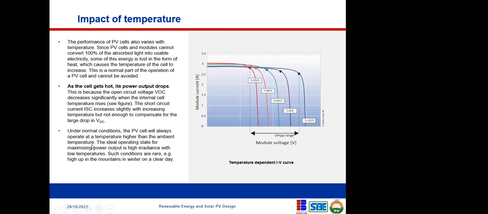Now, under normal conditions, the PV cells will always operate at a temperature higher than the ambient temperature.